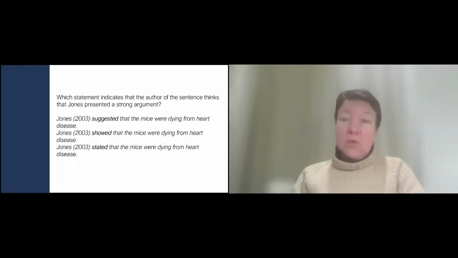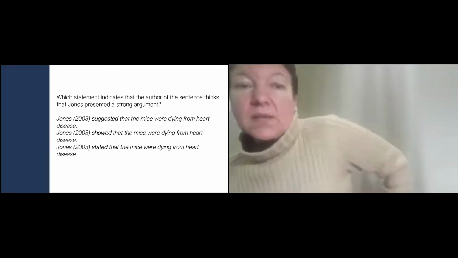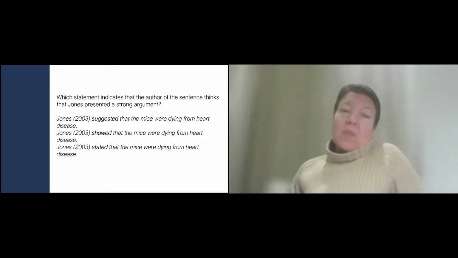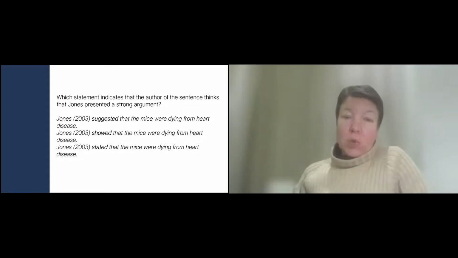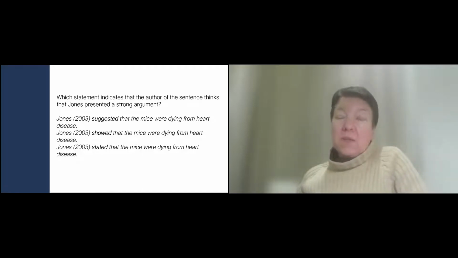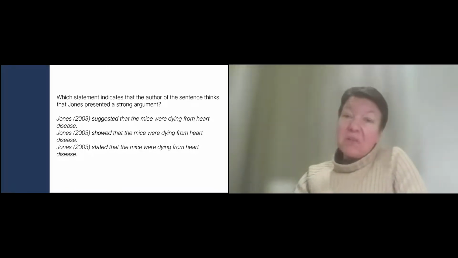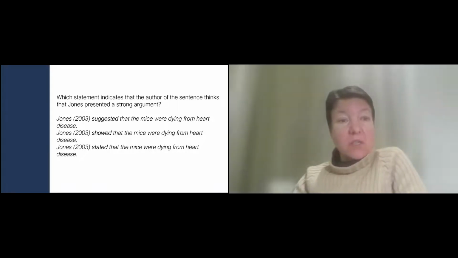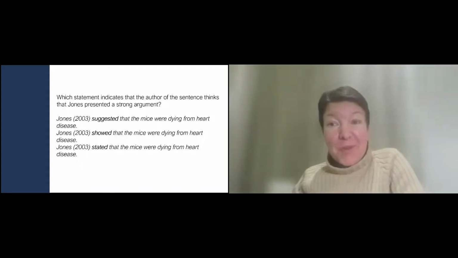All right, so the same kind of question, last one. If we have Jones that suggested something, showed something, and stated, which one shows that we agree that there was a strong argument? I agree. You know, when somebody states something, well, they may be right, may be wrong. That's just what they say, basically. Suggest is even weaker, but showed, yeah, I believe that their argument was actually quite persuasive because it was supported with evidence. Yeah. Well, we don't know.